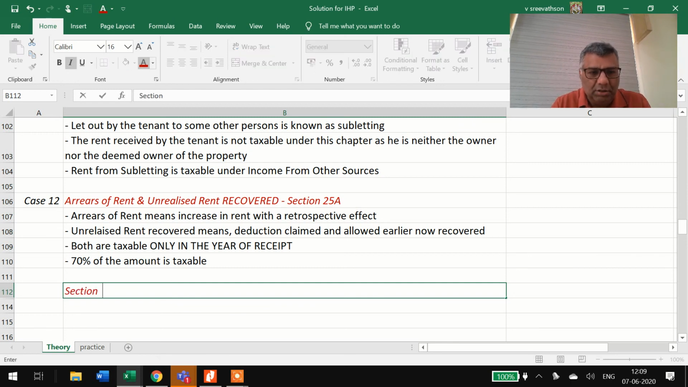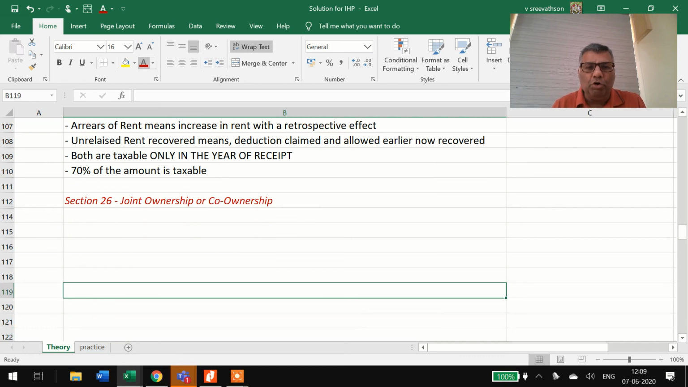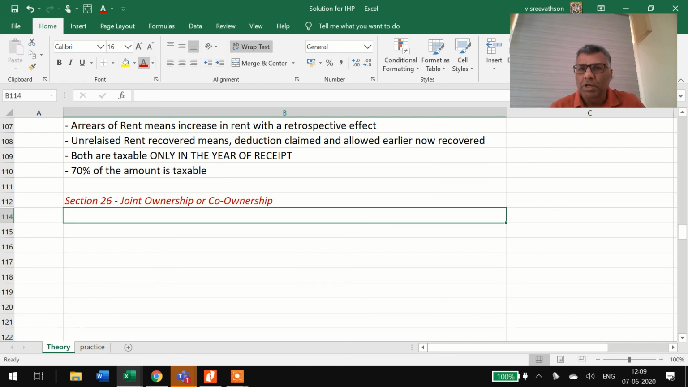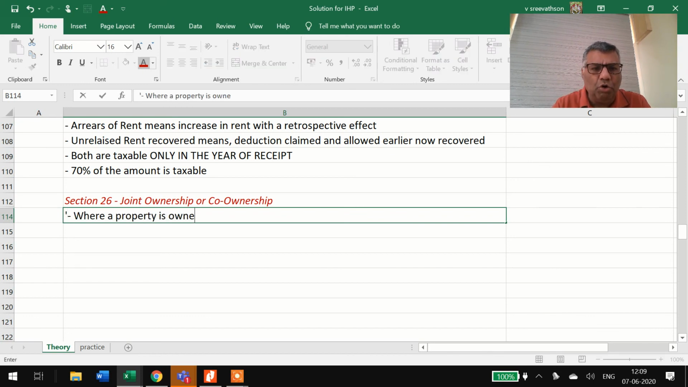Section 26. Joint ownership or co-ownership. Mr. A and B together own a property. Where a property is owned by more than one person, then it is joint or co-ownership.